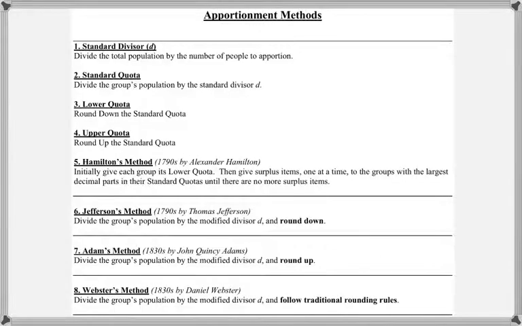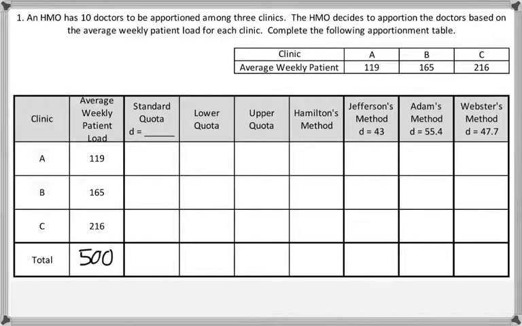Now I'm ready to find the standard divisor. To do this, we need to divide the total population by the number of people to apportion. So we have 500 total, and we need to divide this by the number of doctors that we are trying to apportion, which is 10. So 500 divided by 10 is 50, which is our standard divisor.